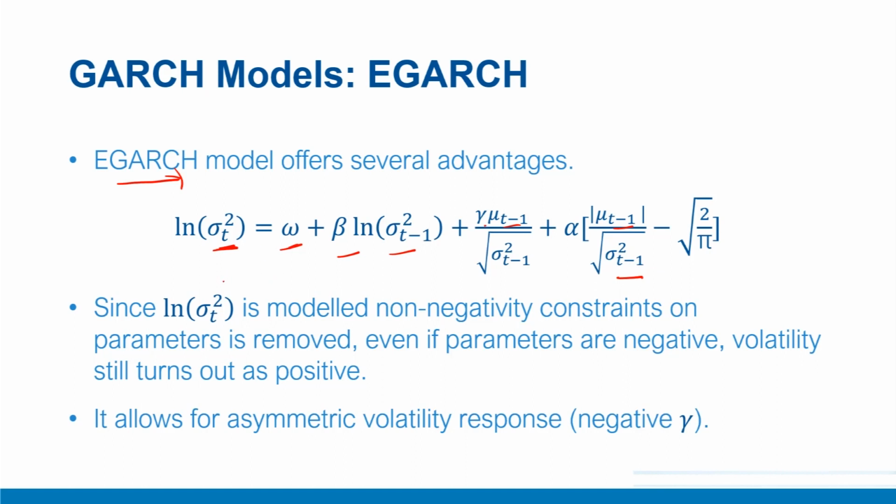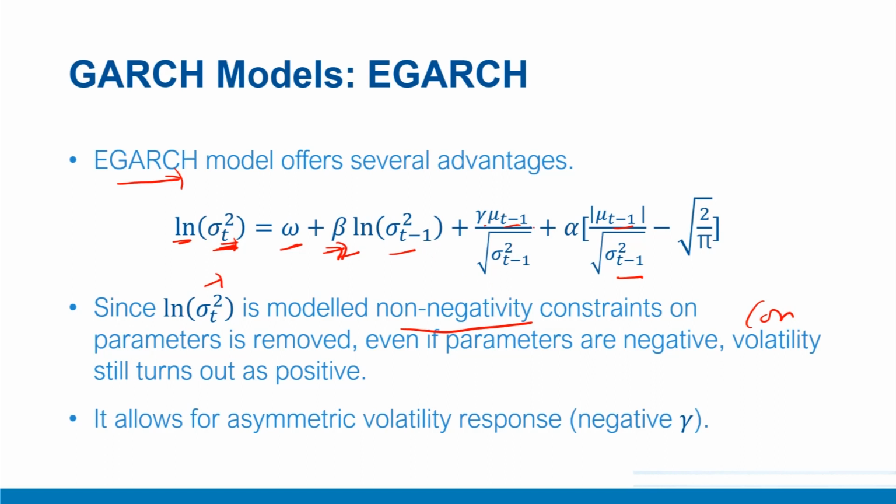In this model, notice that the estimate of volatility is modeled in the form of natural log. And therefore, the non-negativity constraint is removed, because even though the parameters can be negative, the estimate of volatility may still be positive because of this log. So this model can afford negative parameters. That is a very useful property. And the volatility estimate, or rather the conditional volatility estimate, will still turn out positive.